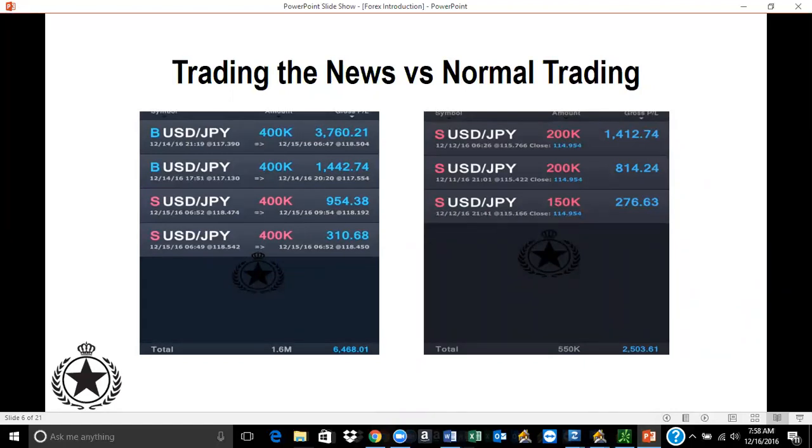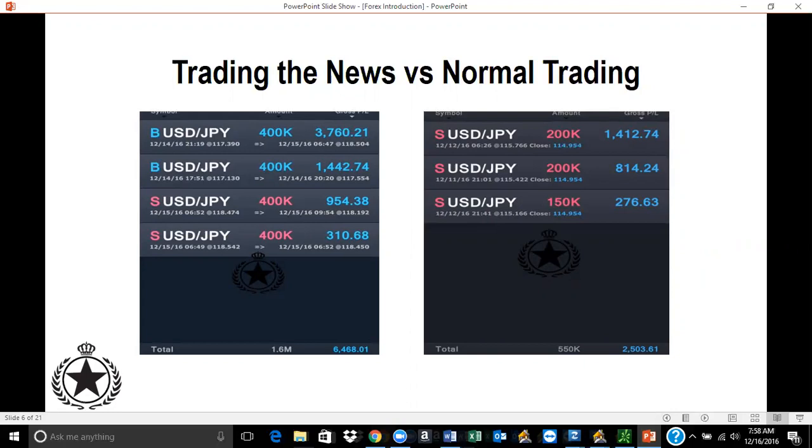The reason I have this slide in here is it gives you an example. Granted, we did trades with a larger lot size on the left, and we'll get into lot size. But as you can see, we have 400K, which equals like $440. We traded $40 on each of these trades, versus the other one on the right, which is $20. But I put this slide here to show you how much more money you can make.